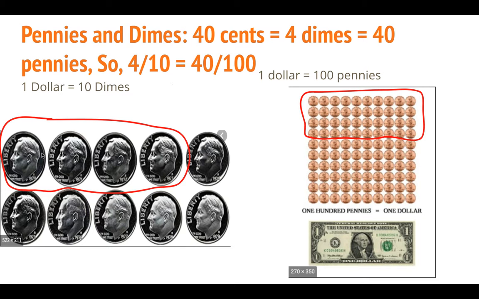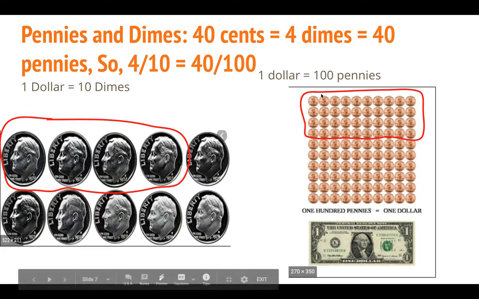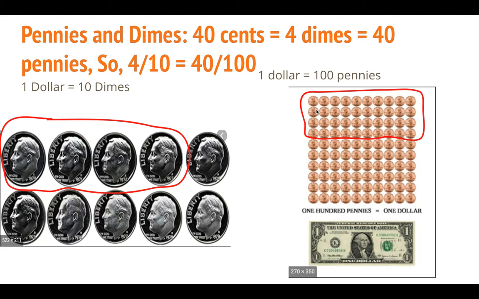I had just found out that I needed 4 dimes. 4 out of 10 dimes equaled 40 cents. I want to know pennies now. And I know that if 100 pennies is equal to $1, then 40 pennies is going to be equal to 40 cents, because 1 penny is 1 cent. So 1, 2, 3, 4, 5, 6, 7, 8, and so on up to 40 cents. So I can say that 4 out of 10 dimes is equal to 40 out of 100 pennies.